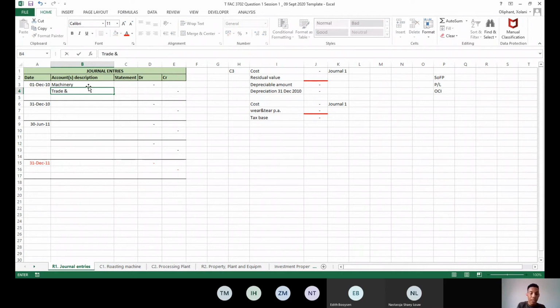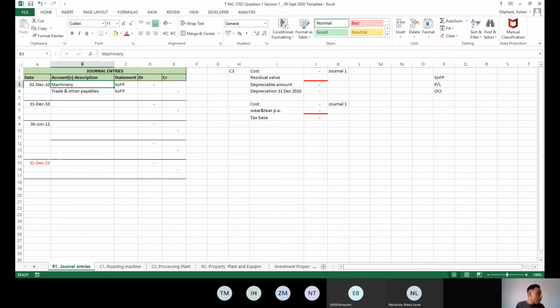What entry would you have debited? What entry would you have credited in this case? Okay, you would have debited machinery in which statement? The statement of financial position. You would have credited your trade and other payables, or your creditor, also in your statement of financial position. And how much would that be?